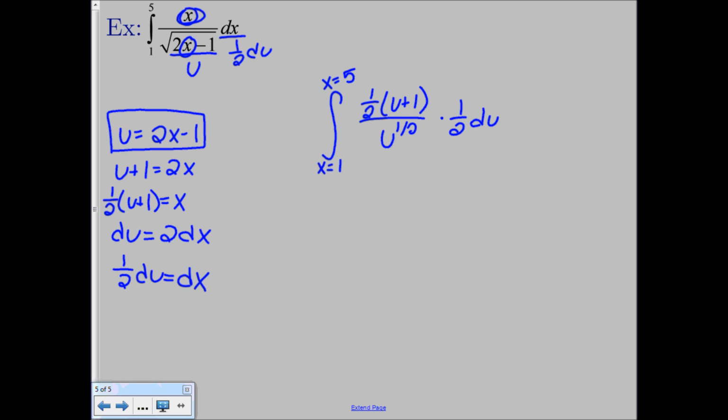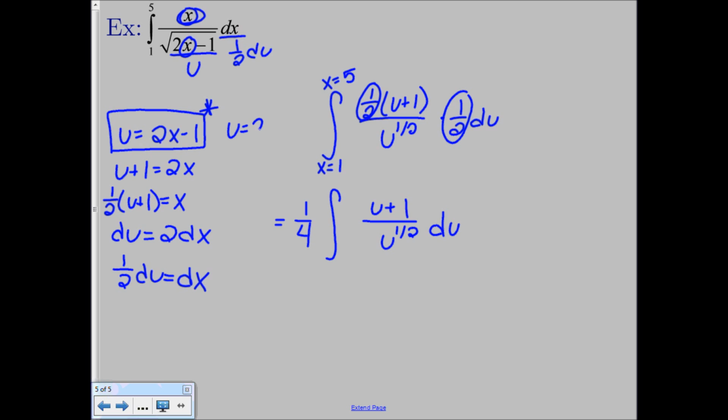And now all we're going to do is simplify our coefficients and change over our limits of integration to terms of u, and then we're just going to simplify inside our integral, do our integration, substitute in with our first fundamental theorem of calculus, and we'll get our answer. So I'm going to pull this 1/2 out front and this 1/2 out front. So when I do that, I'm going to get 1/4 times the integral of u plus 1 over u to the 1/2 du.